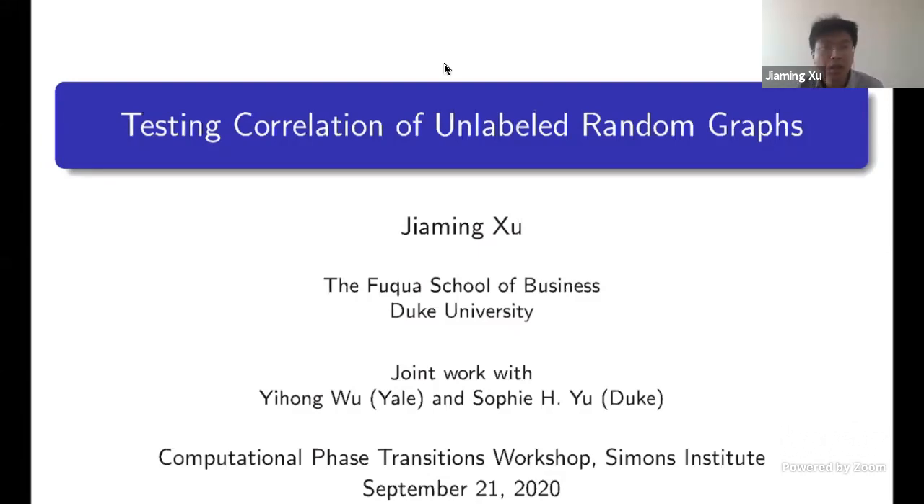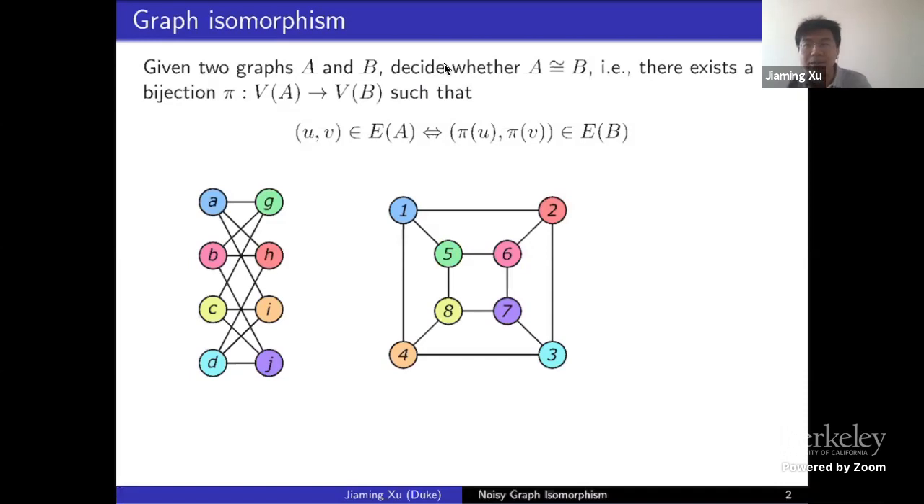So let me get started by first recalling the graph isomorphism problem. Given two graphs A and B, graph isomorphism is to decide whether A is isomorphic to B, or in other words, whether there exists a bijection pi between the two vertex sets such that every edge in A is mapped to an edge in B.